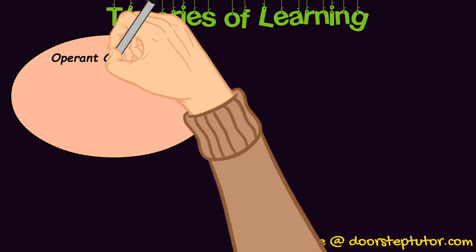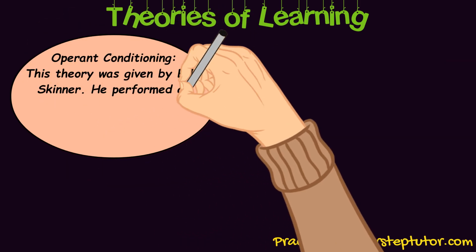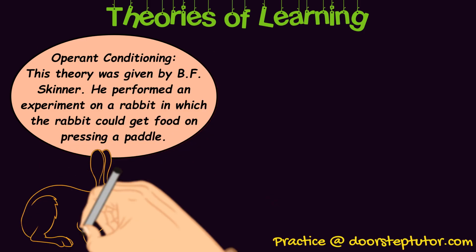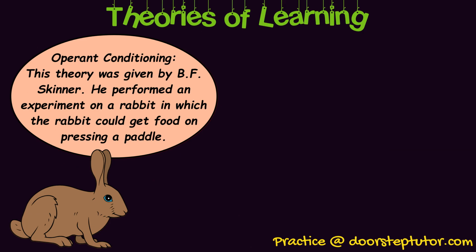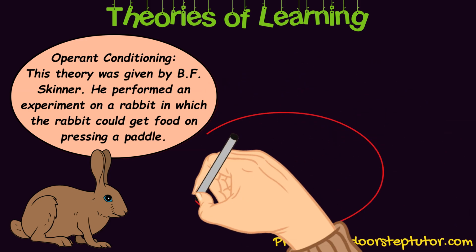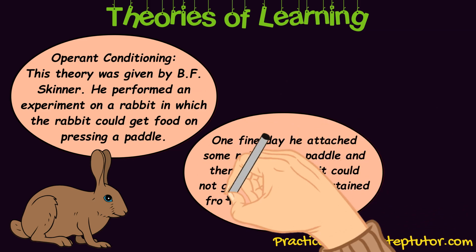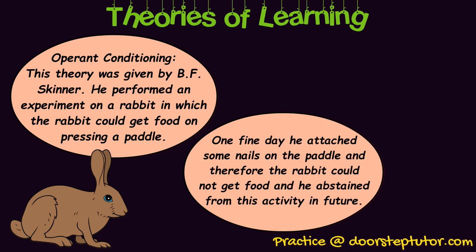Now the other theory is operant conditioning. It was basically given by B.F. Skinner. He is also the father of OB, organizational behavior. He performed this experiment basically on a rabbit, in which every time the rabbit pressed a paddle, the rabbit used to get food. But on one fine day, when the rabbit pressed the paddle, there were some nails which hurt him.